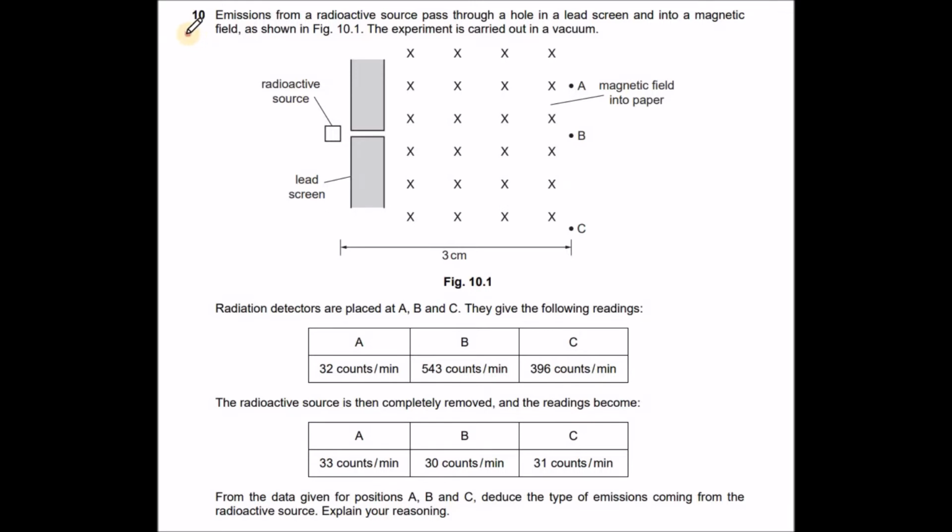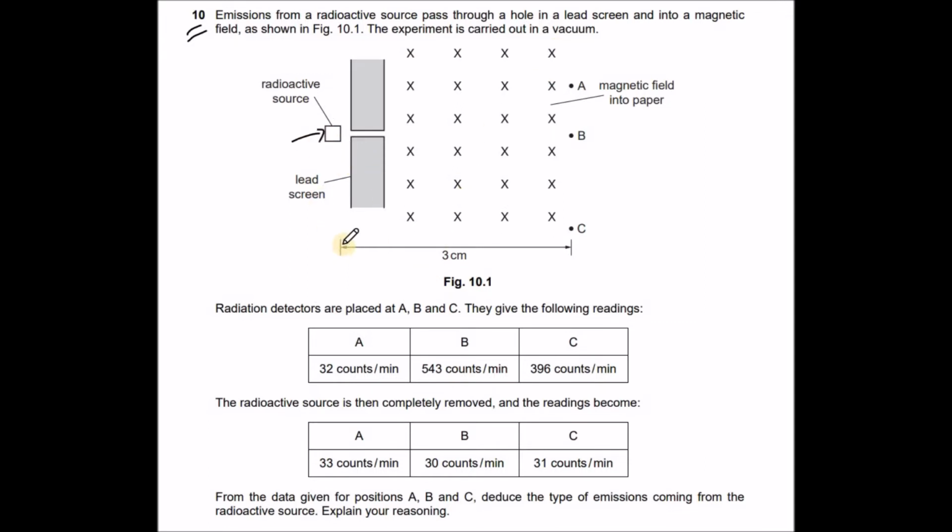Question number 10. Emission from a radioactive source passes through a hole in a lead screen and into a magnetic field as shown in figure 10.1. The experiment is carried out in a vacuum. So look at the diagram.